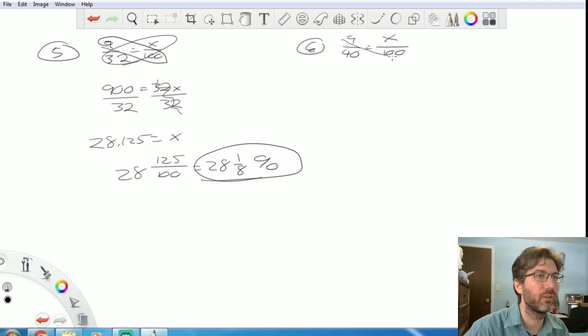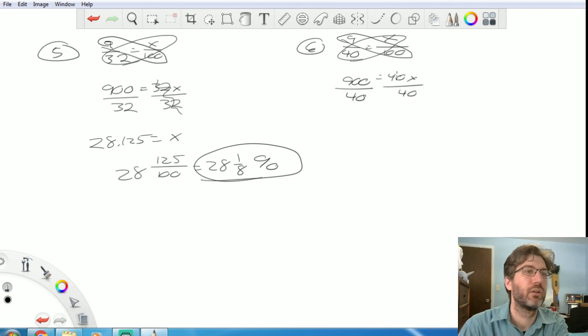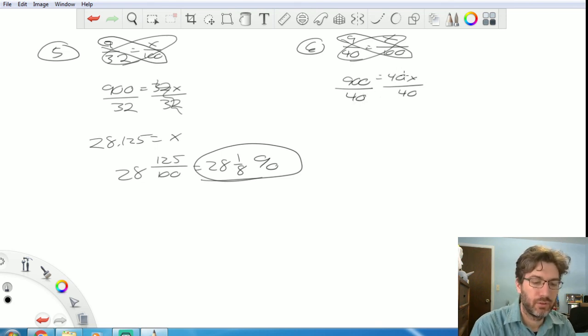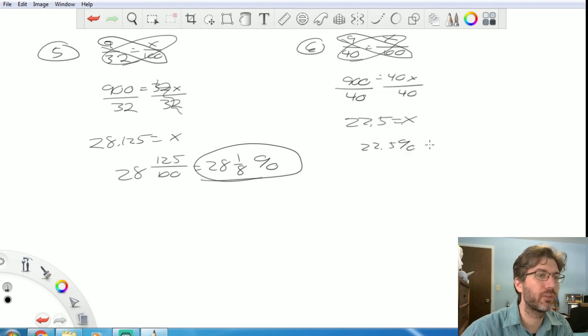Over here, same deal. 9 times 100 is 900. 40 times x is 40x. Divide that by 40. Divide this by 40. 900 divided by 40 equals 22.5. So that's 22.5%, which is also 22 1/2%. And that's the answer to that one.